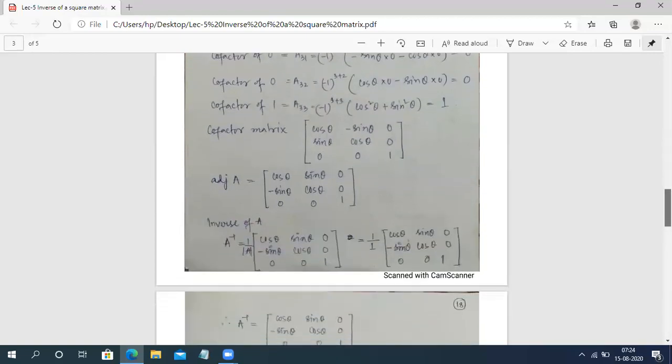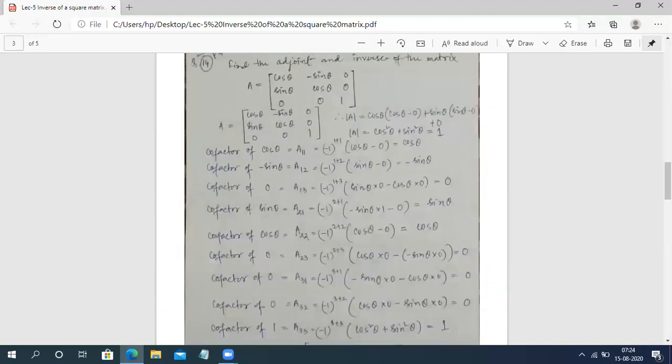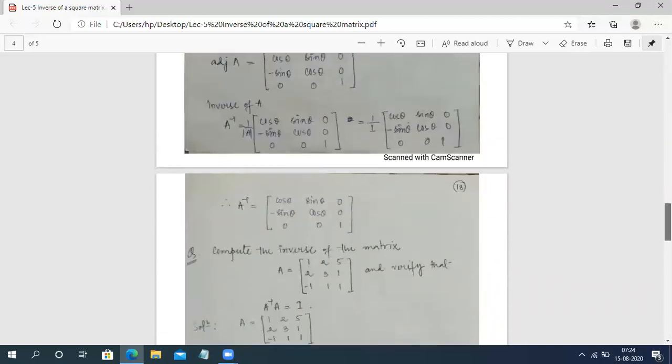Now we need to find out the inverse of that matrix. To find the inverse of a matrix, we have adjoint of A divided by determinant of A. Since the determinant value of A is 1, it will be the same as the adjoint of A. So the inverse of A is this: cos theta sin theta 0, minus sin theta cos theta 0, and 0 0 1. This is the inverse matrix of the given matrix A.